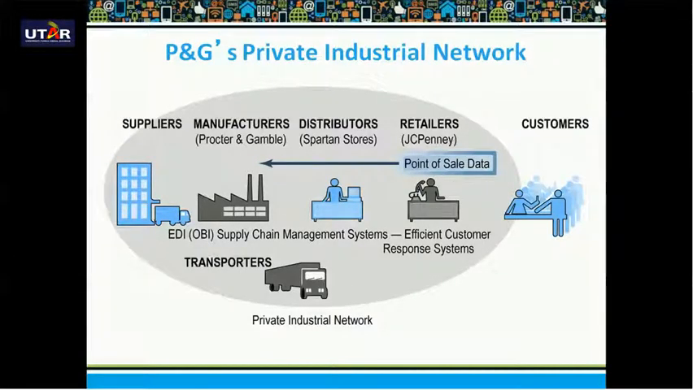So this diagram illustrates the P&G private industry network. On the left hand side are the suppliers, manufacturers connected to Procter and Gamble's. And the middle layer is distributed through a Spartan store. After that, reach a retailer, JCPenney, and finally reach the customer.